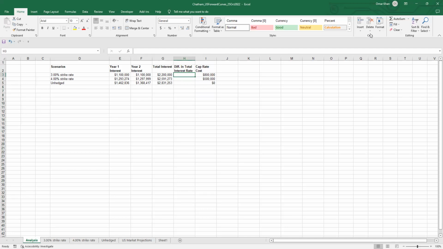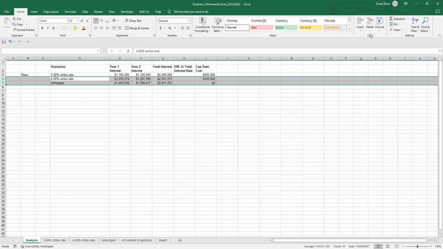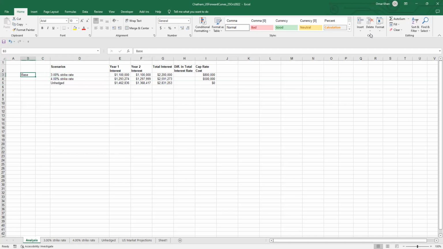So let's assume we just want to look at total interest rates. We're going to use this as our base scenario, and then we're going to compare everything. We're going to compare the 4% strike rate and unhedged to our base scenario, which is basically the 3% strike rate.